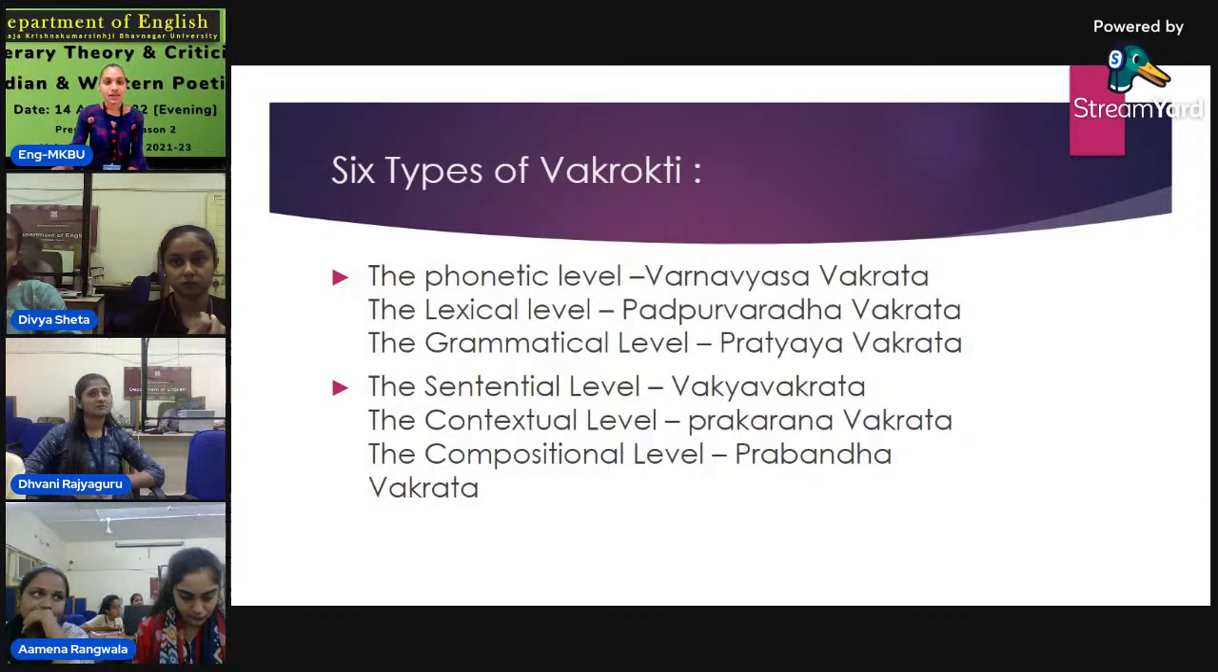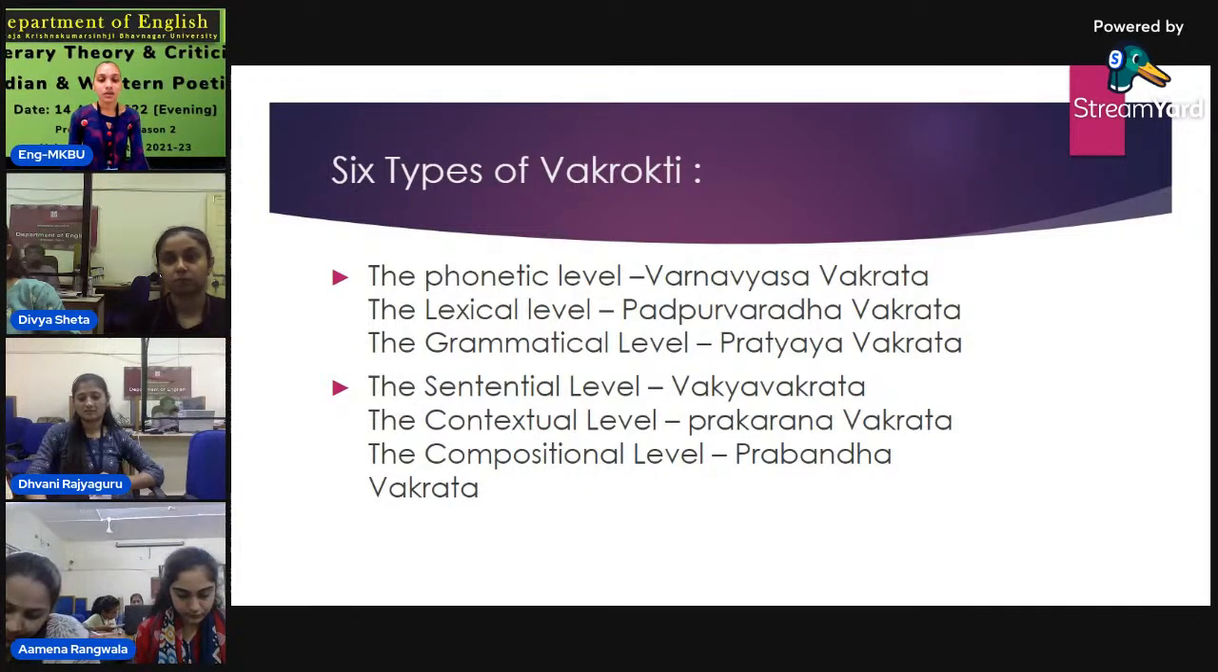Then six types of Vakrokti: the phonetic level, the lexical level, the grammatical level, the sentential level, the contextual level, and the compositional level.